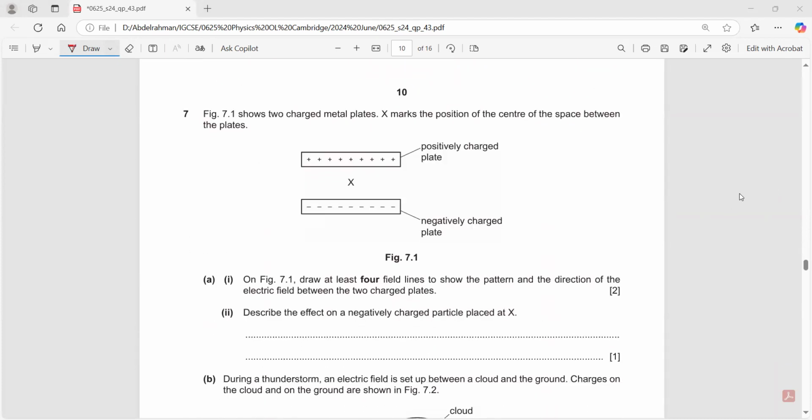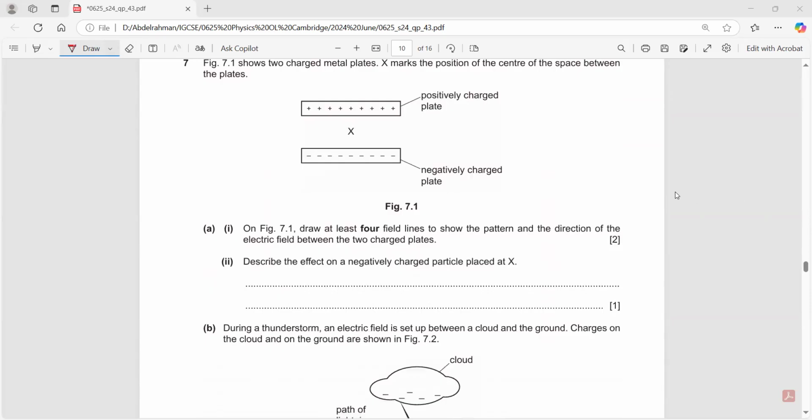Figure 7.1 shows two charged metal plates. X marks the position of the center of the space between the plates. On figure 7.1, draw at least four field lines. You can draw more if you'd like, to show the direction of the electric field. The direction of the electric field will be from the positive plate to the negative plate. So we need to draw four lines pointing downwards, equally spaced. Please draw them equally spaced as much as possible.